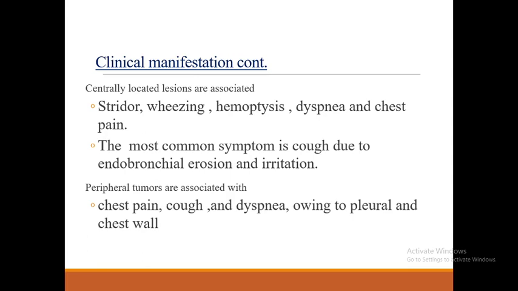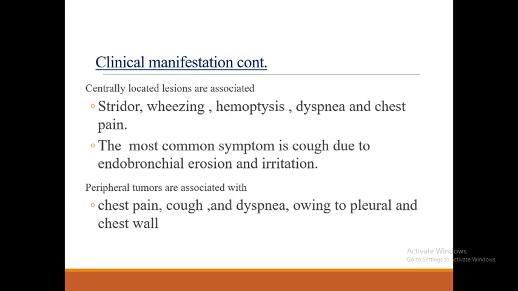Then we have clinical manifestations, which depend on the location of the tumor. If the tumor is centrally located, that is associated with stridor, wheezing, hemoptysis (coughing out blood), dyspnea or shortness of breath, and chest pain. The most common symptom is cough due to endobronchial erosion and irritation.